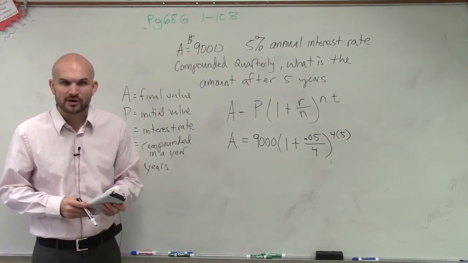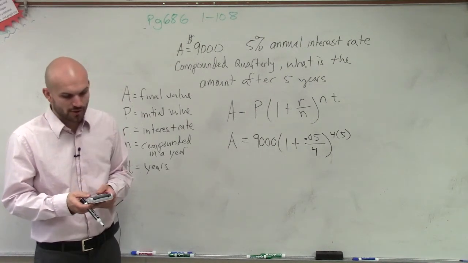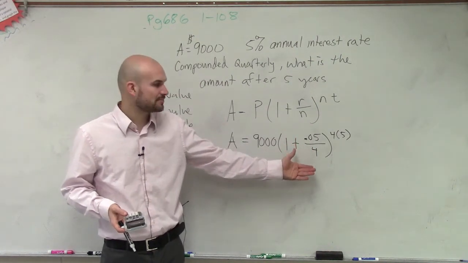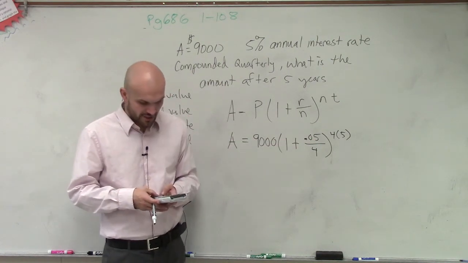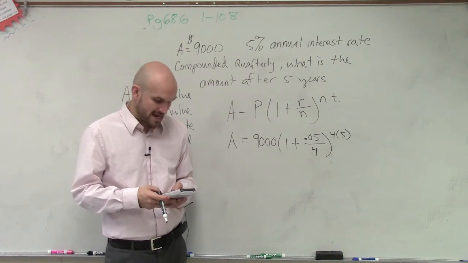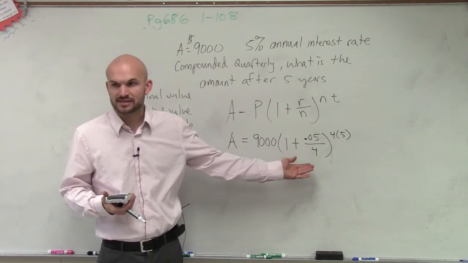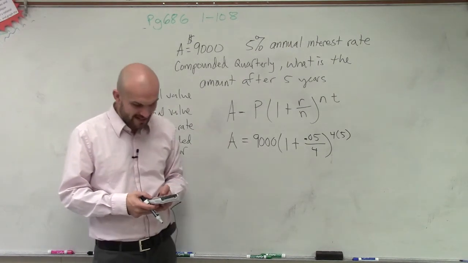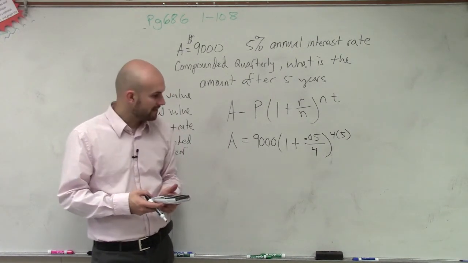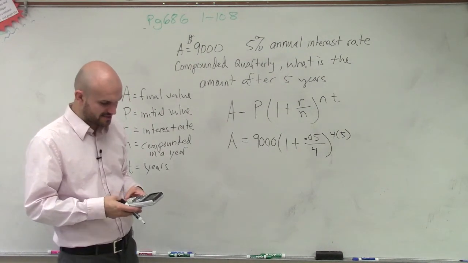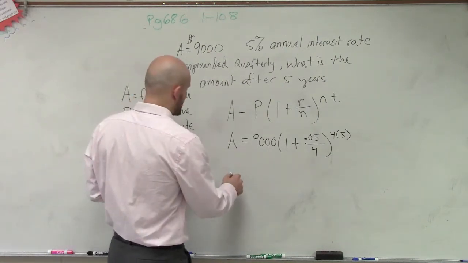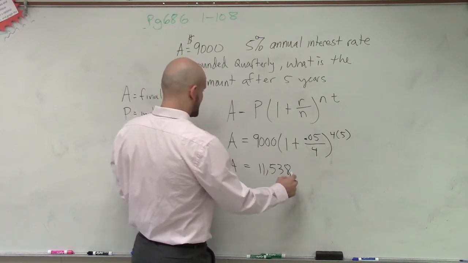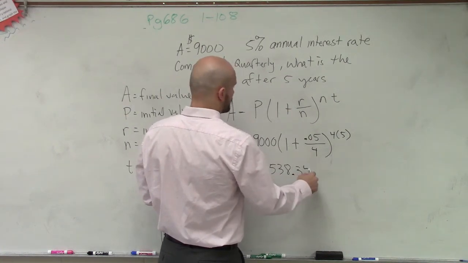Now we're just going to apply order of operations. Order of operations tells us to apply inside the parentheses first. Inside the parentheses, we again do order of operations, and the first thing is going to be division, right? So I do 0.05 divided by 4. Then I add that to 1. Now I've completed all the operations in the parentheses. The next part of order of operations is to do my powers, or my exponents. So I do 1.0125 raised to the 20th power, and that's going to be 1.2820. And then I multiply that times 9,000. My final answer, after 5 years at a 5% interest rate, is $11,538.34.